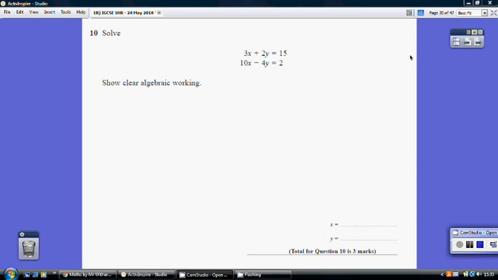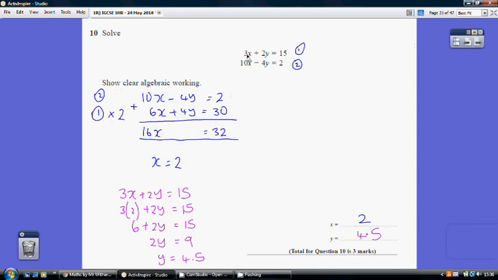Question 10. Now be careful here, you've got to show clear algebraic workings, so don't just try and do it by sort of trial and error. So what we're going to need to do in order to be able to eliminate one of the variables is manipulate these so that we have the same number of x's or the same number of y's in both equations. Now I'm going to choose to line up my y's because I can just do that in one easy step by doubling my first equation.